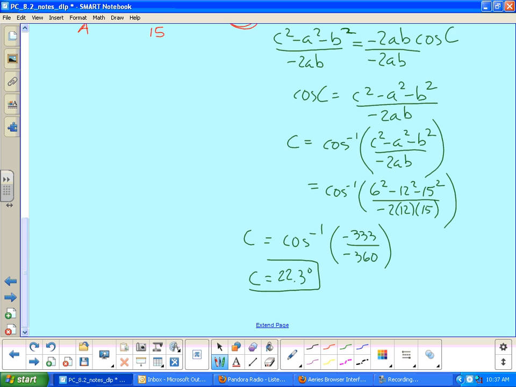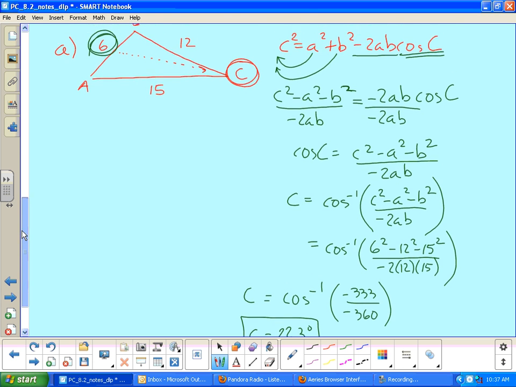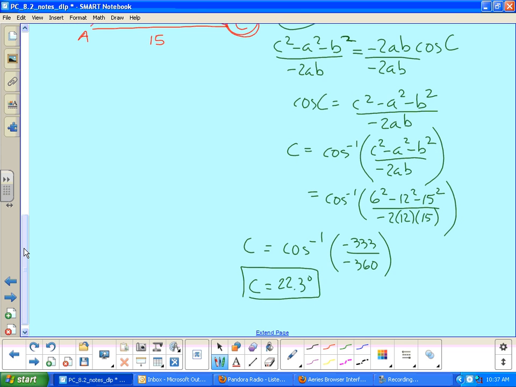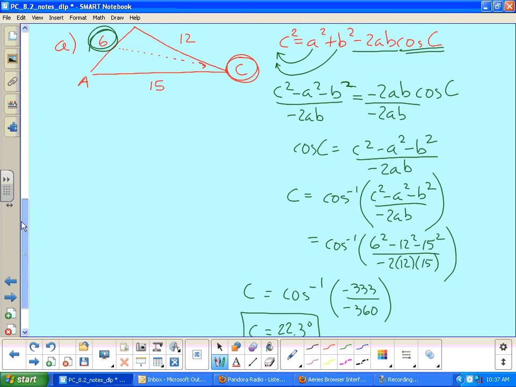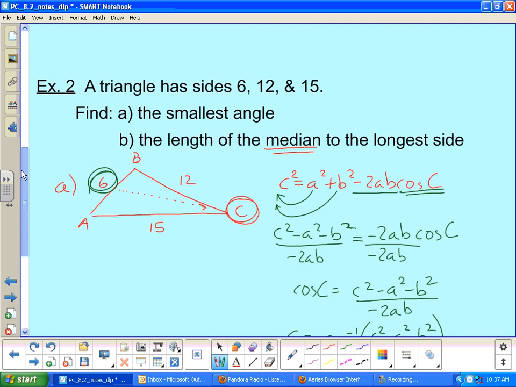So just be careful when you're plugging in all your side information. So there we are using law of cosines to find an angle versus finding a side. A little bit more work involved, just being careful with choosing my length portions. All right, that's the answer to part A.